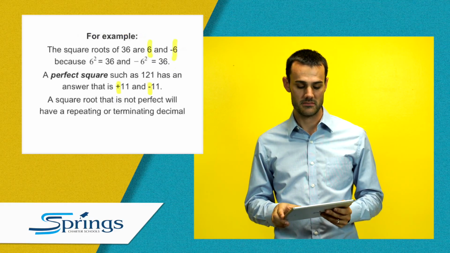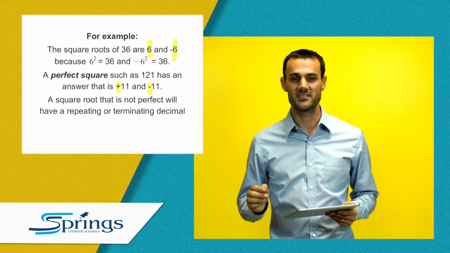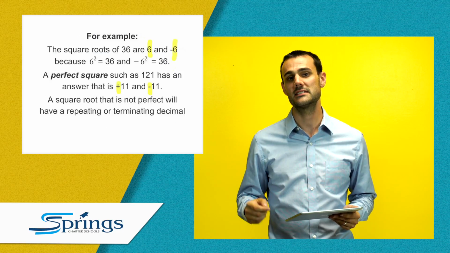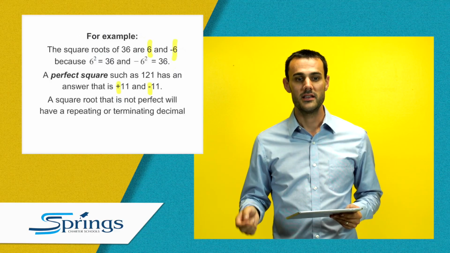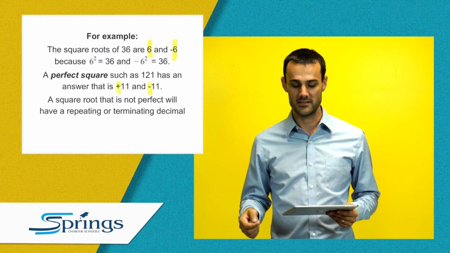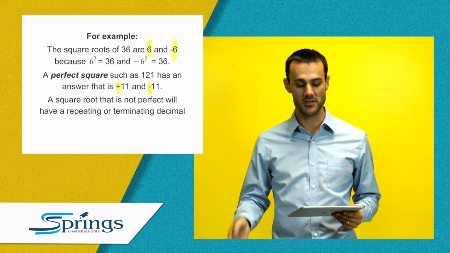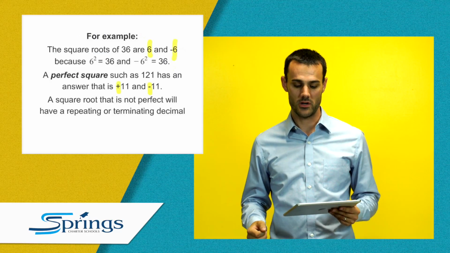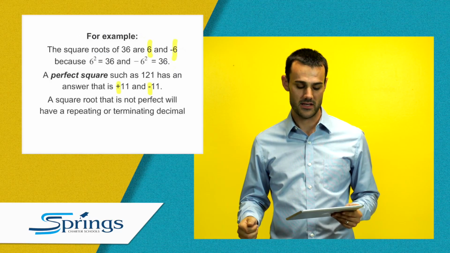Let's take a look at what that means. For example, the square roots of 36 are 6 and negative 6, because 6 squared, or 6 times 6, is equal to 36. And negative 6 squared is actually negative 6 times negative 6, which equals 36, because those two negative signs cancel each other out when you multiply them together. So a perfect square, such as 121, has an answer that is both positive 11 and negative 11.